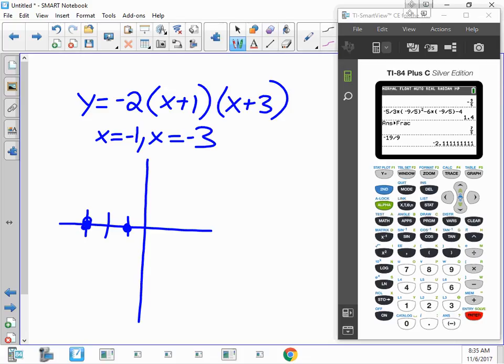-2. It has to be halfway between -1 and -3. So the axis of symmetry is x equals -2. I know that this cuts the parabola in half. Does this parabola open up or down? Down. How can you tell? The -2. Yes, Corby?